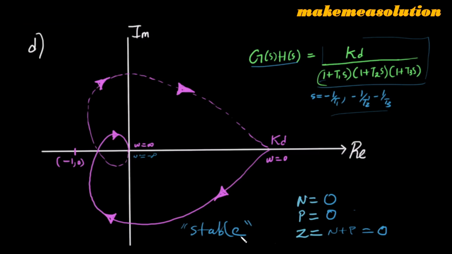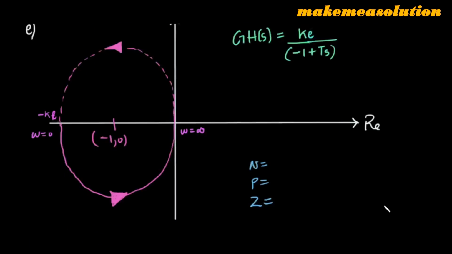The stability of our system depends on the stability of the closed loop system. Every system has an open loop version and a closed loop version. So the final stability of the system is not necessarily determined by the stability of the open loop system. It's actually dependent on the stability of the closed loop system. So that's what you use to judge the final stability. Since Z is equal to 0, the system is closed loop stable, and overall it is stable. Is that okay? So let's look at another one.